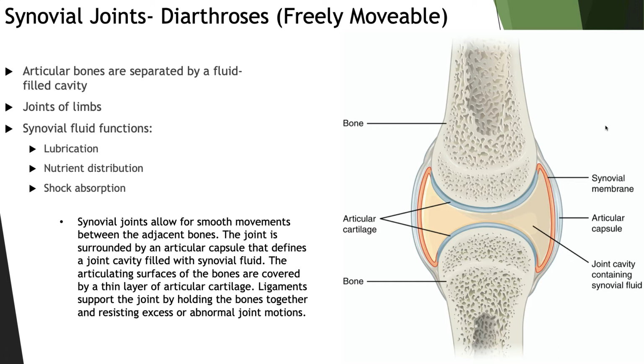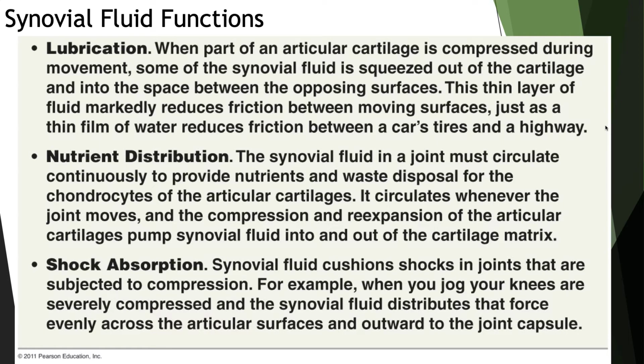One of the unique aspects of a synovial joint is the synovial fluid. Synovial fluid is largely derived from blood and has a clear, viscous, egg-white consistency. Even in large joints such as the knee, the total quantity of synovial fluid is normally less than about 3 milliliters. There are three primary functions of the synovial fluid. First, lubrication: when part of the articular cartilage is compressed during movements, some of the synovial fluid is squeezed out of the cartilage and into the space between the opposing surfaces. In turn, this layer of fluid markedly reduces the friction between the moving surfaces. This is also called weeping lubrication.